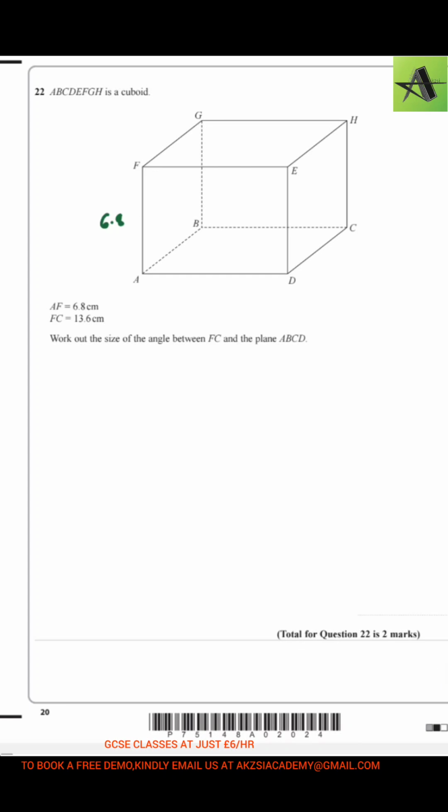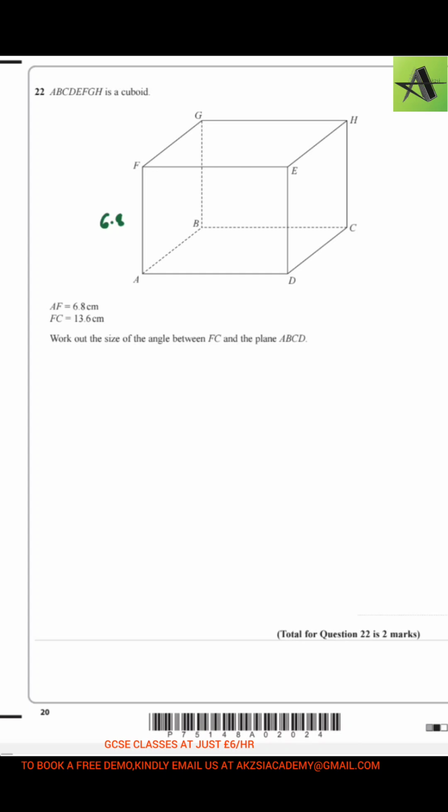FC is 13.6 centimeters. So FC is what? It's this one. This FC is nothing but 13.6 centimeters. That means this is nothing but the diagonal of a cuboid. So we have to work out the size of angle FC and the plane ABCD.